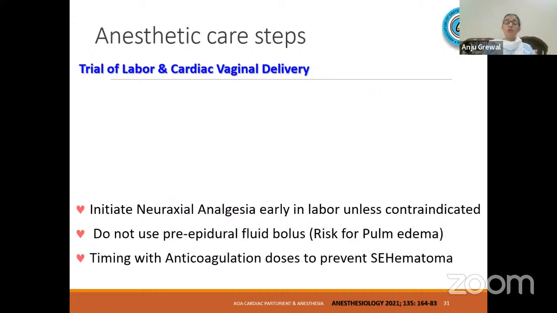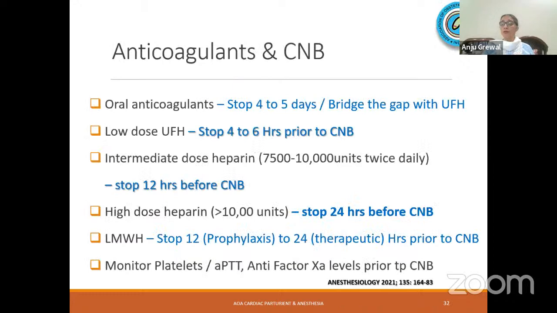Now, while you're instituting neuraxial analgesia, there are a few pertinent points to remember. One is that we do not preload these patients. Remember, pregnancy is already a hypervolemic state, and most of our cardiovascular diseases are preload sensitive, and therefore pre-epidural fluid boluses are to be avoided in them. The timing of neuraxial analgesia in relation to anticoagulation doses needs to be as per the relevant ASRA guidelines, or whatever guidelines are available at that particular time, mainly because we want to prevent a spinal epidural hematoma from occurring.